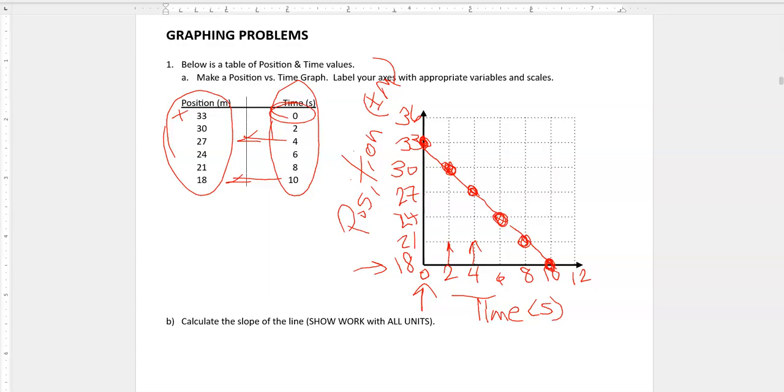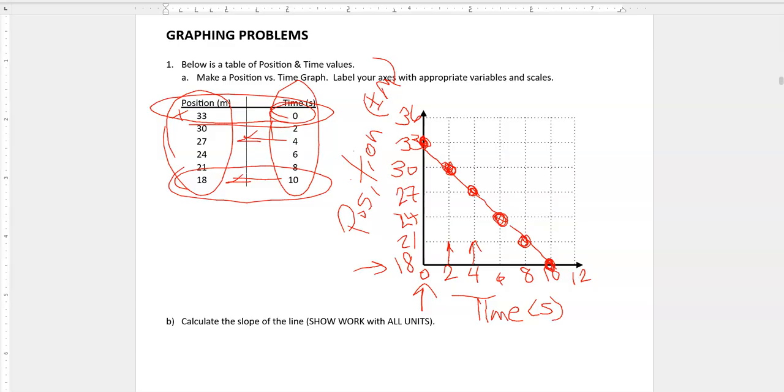You will get exactly the same slope whether you use the first and the last point, or 2 points in the middle, or any combination of 2 points. So let's keep it easy and use the first point and the last point. That'll make our math simple.